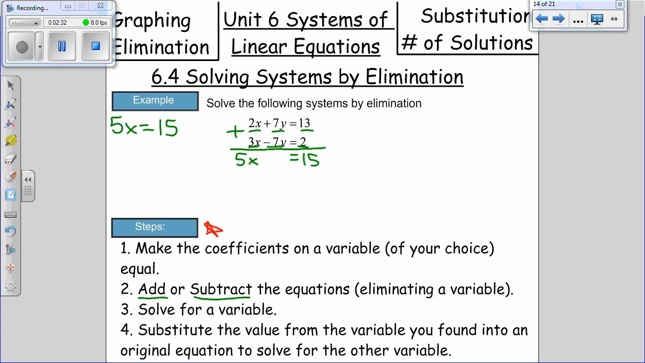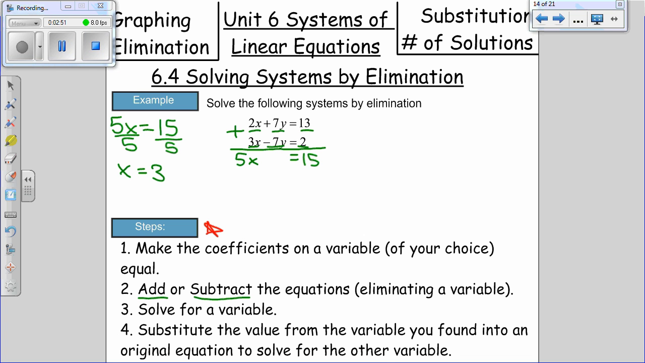Step 3 says solve for a variable. You'll notice that we have an equation now with just one variable, the variable x. So if we want to solve for x, we divide both sides by 5. x equals 3. So we've found our first variable. We found what x is.